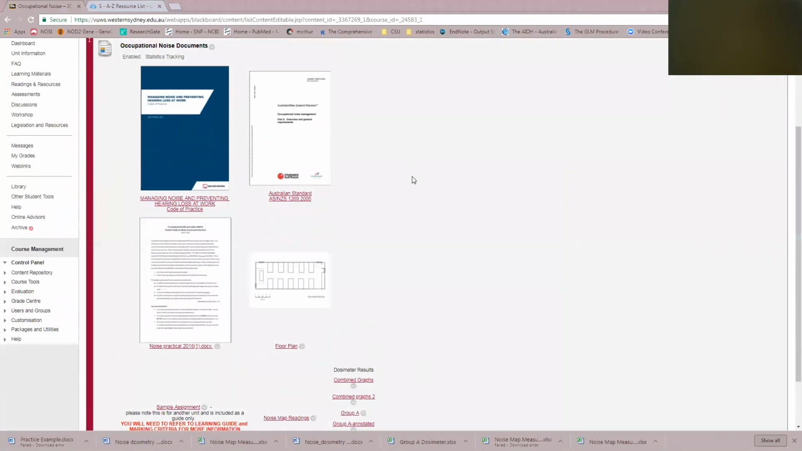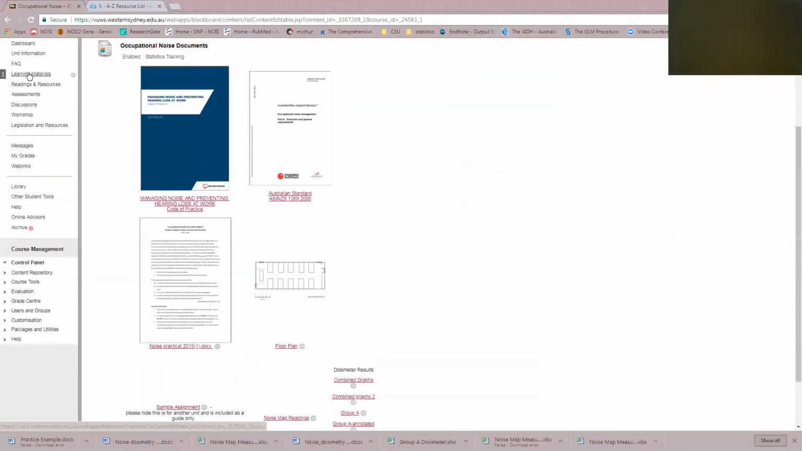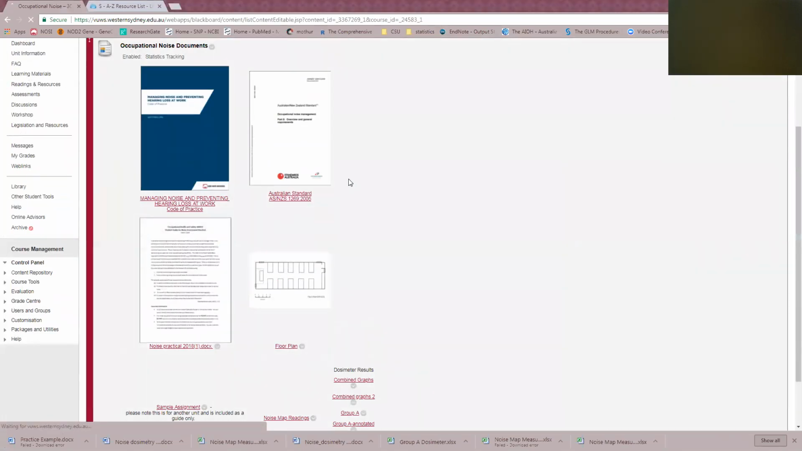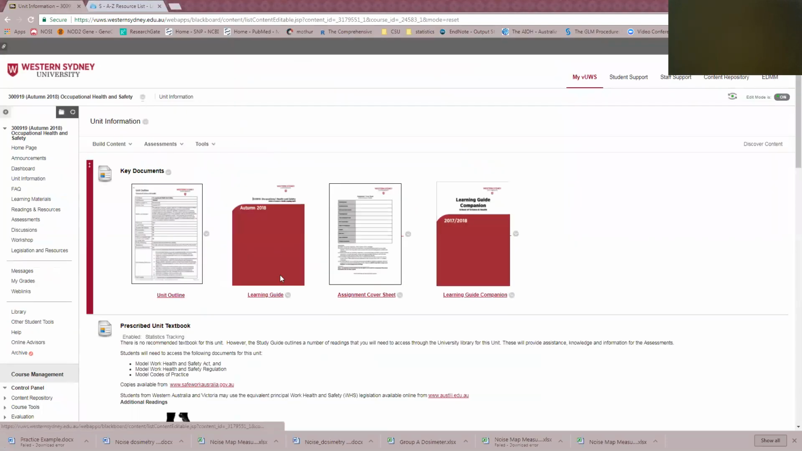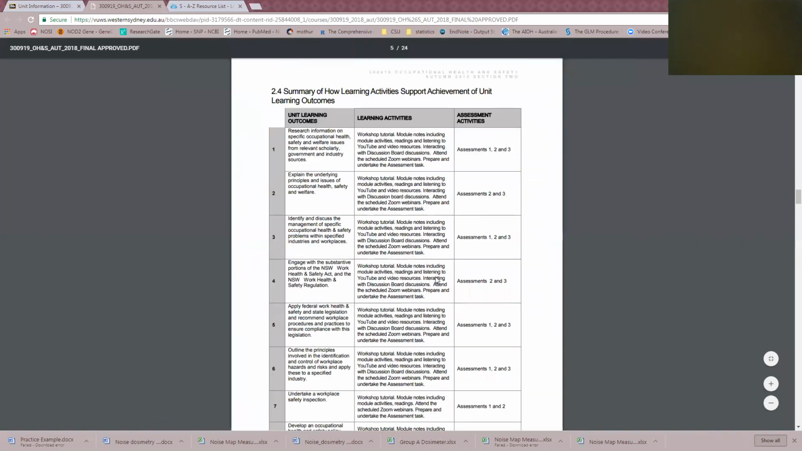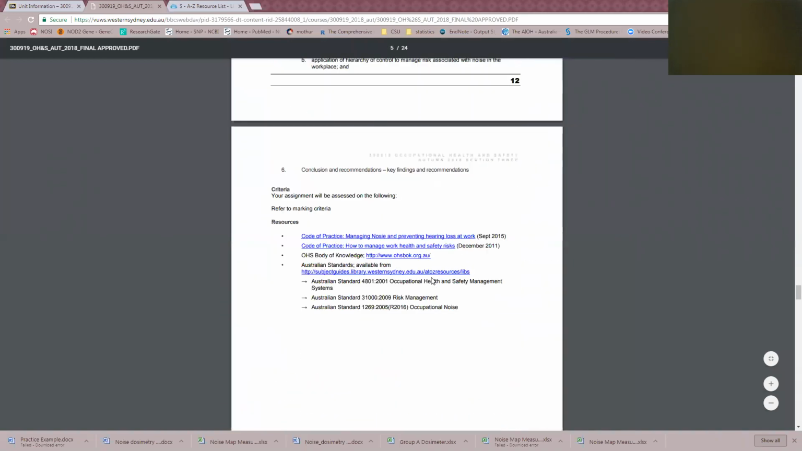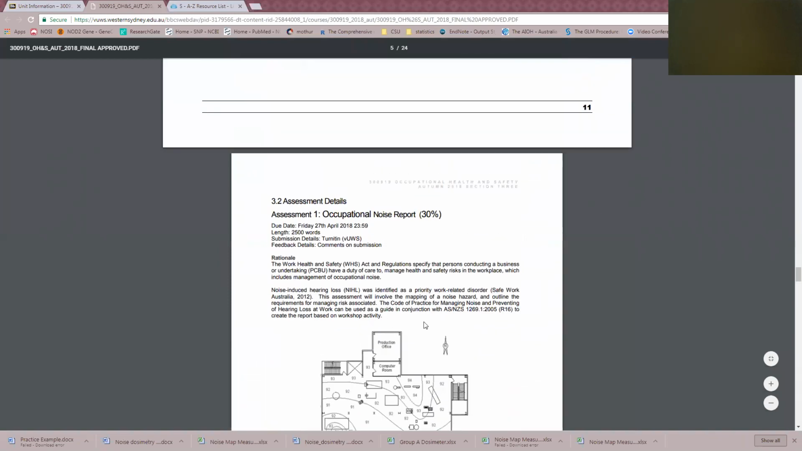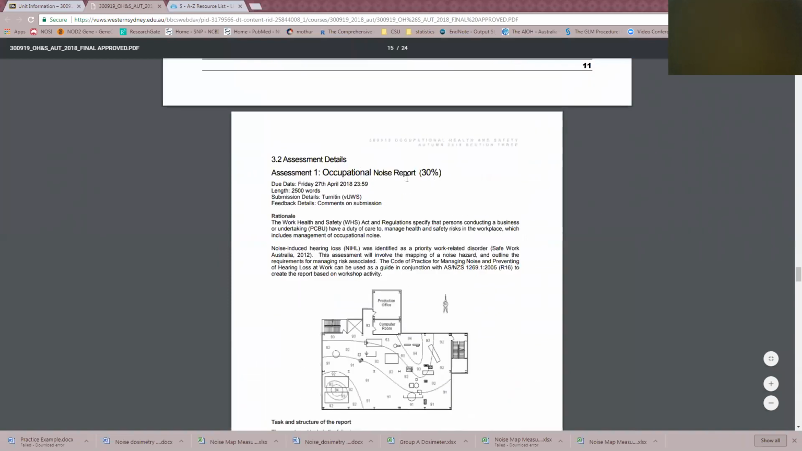So we'll come into the learning guide. Come back to your unit learning information, and come into our learning guide. This is what you'll be assessed against, so you want to make sure you hit all the target points on this. So here we go, the assessment details. It's a 30% report. It's due on Friday the 27th at midnight, 2,500 words. You'll submit it through Turnitin.